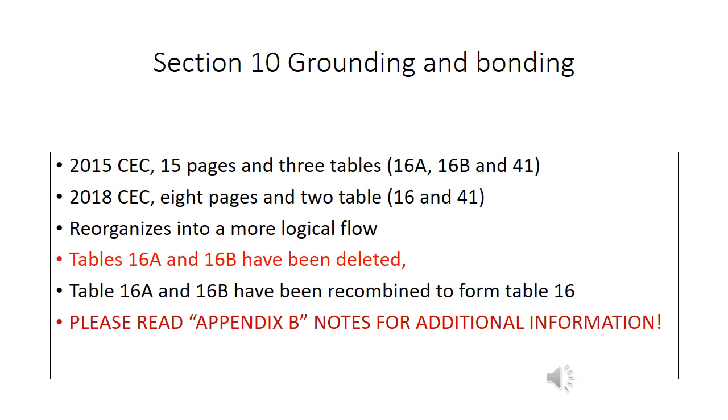Section 10 Overview. Section 10 has been reorganized and significantly reduced in size. Question: what do you think happened to the other 7 pages of Section 10? Where do you think they went to? See Appendix B. Tables 16A and 16B have been deleted and recombined into a new Table 16, with Rule 10.614 providing specific conditions for selecting the size of bonding conductor or bonding jumper.